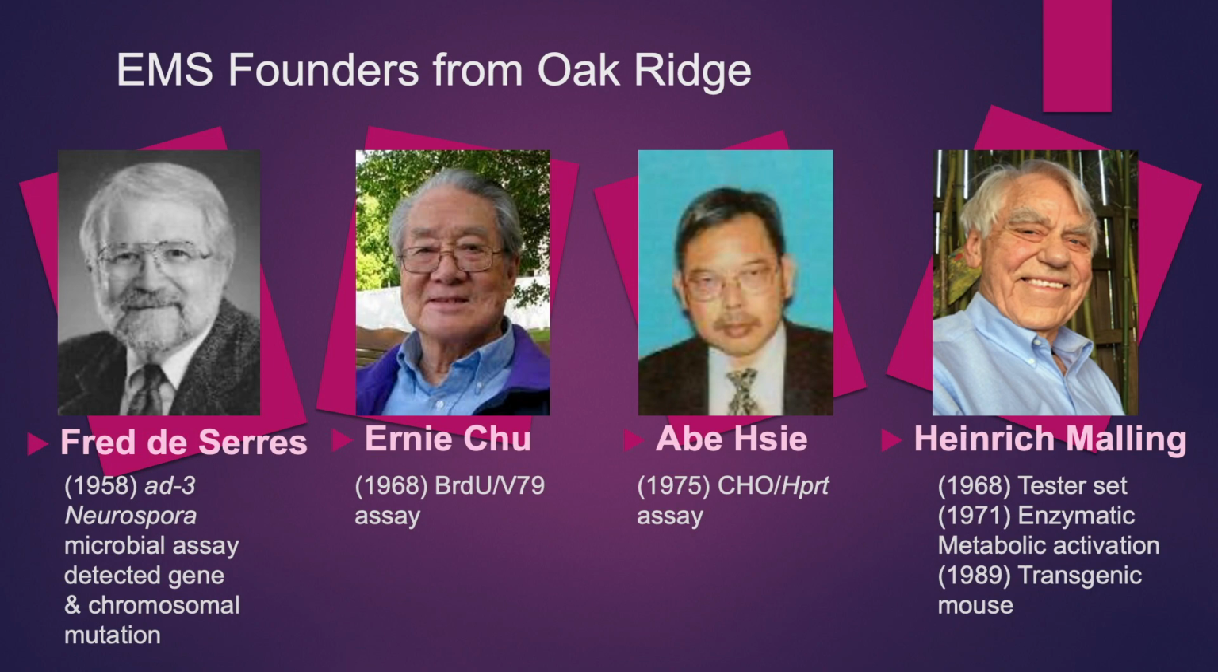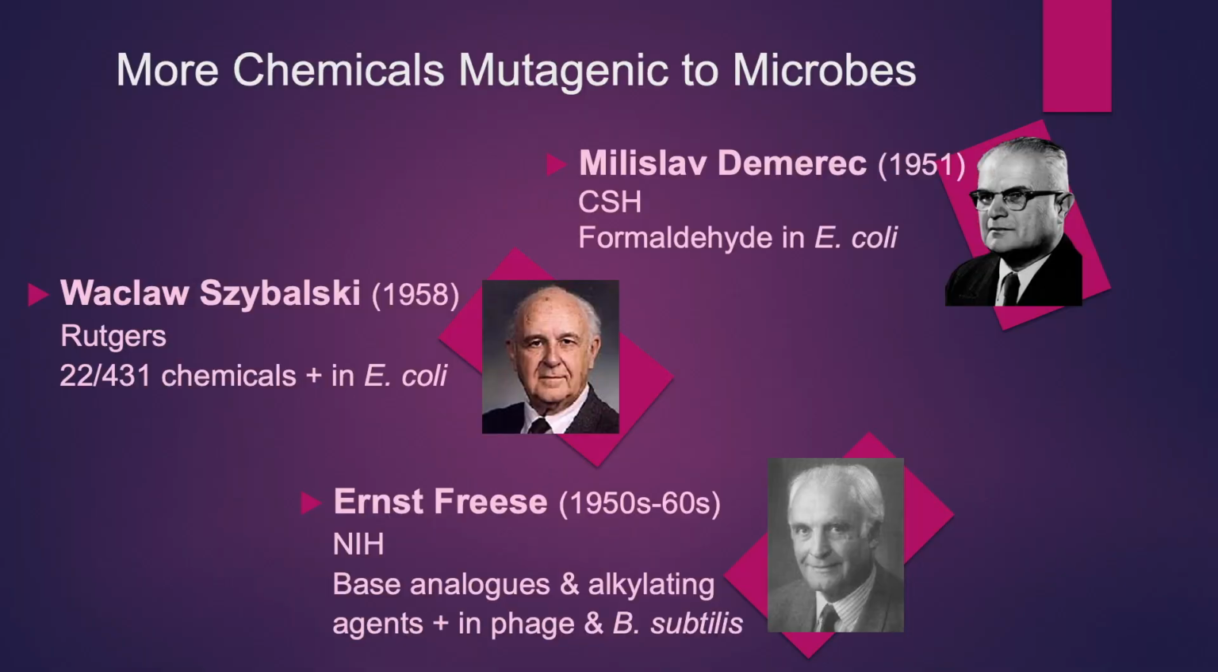So we owe all of these people a huge debt of gratitude. And Fred and Heinrich also were incredible organizational people to get our field, our society off the ground. So now we're in the 1950s, and more chemical mutagens were starting to be discovered, this time, of course, in microbes.